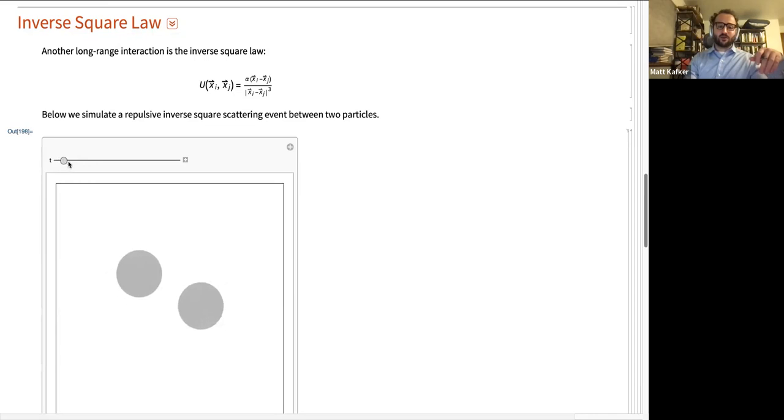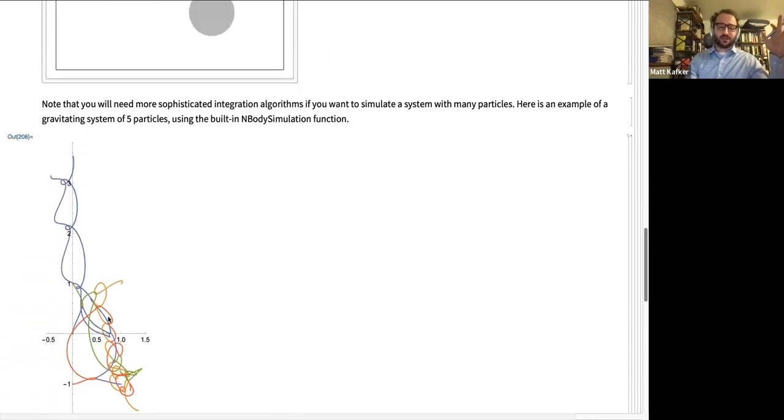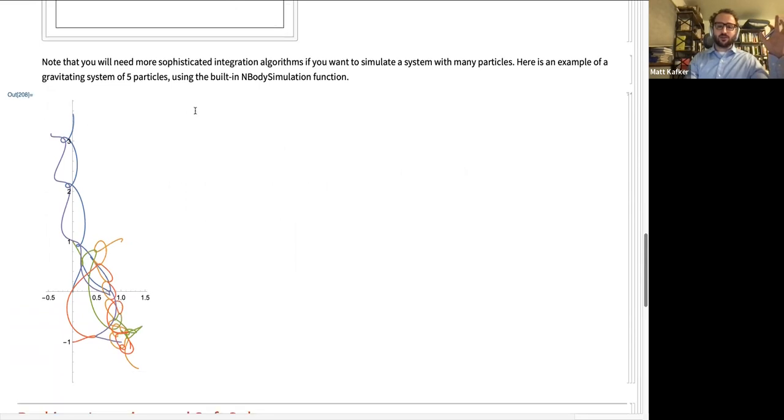This is just like a repulsive inverse square sort of scattering type thing. And Mathematica actually has built-ins to do this. So this is n-body simulation. We can talk about this towards the end of the talk. It would be cool to get some of this stuff into the n-body simulation framework, although I have other thoughts about getting this stuff into the Wolfram language, and I'll speak about that at the end.